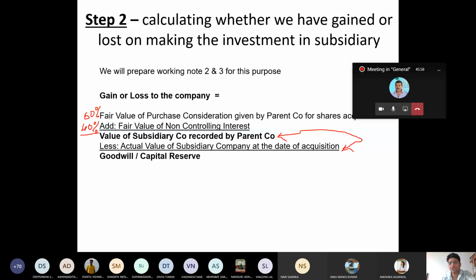So in step two, we are comparing two things: the value of the subsidiary company from the point of view of the parent company, which will be compared with the actual value of the subsidiary company on the date of acquisition. This is a little bit confusing, so I'll take a numerical example for this gain or loss.